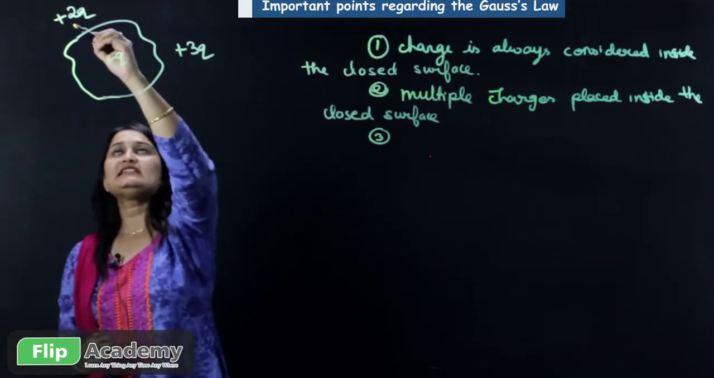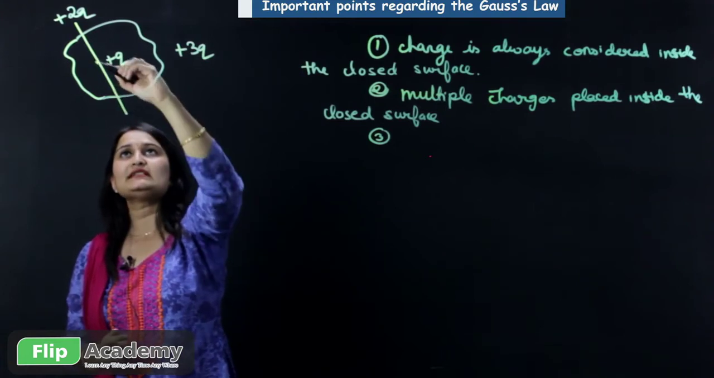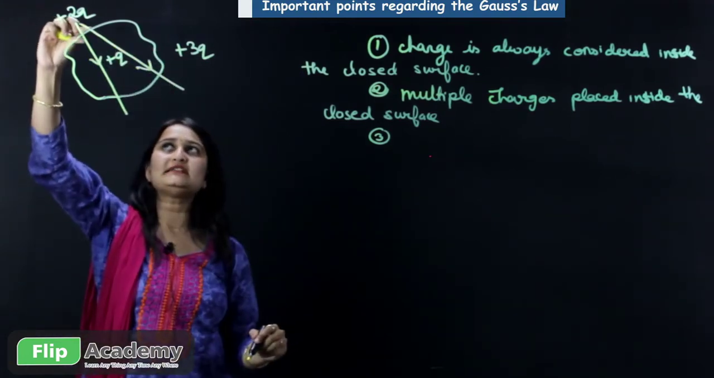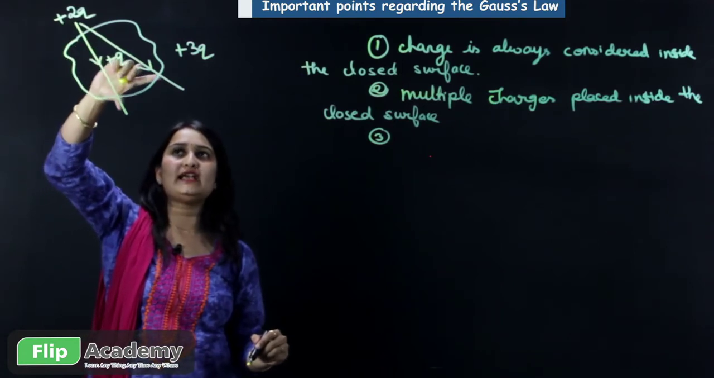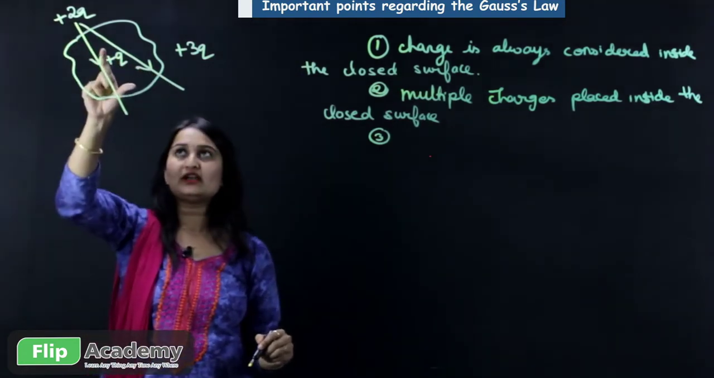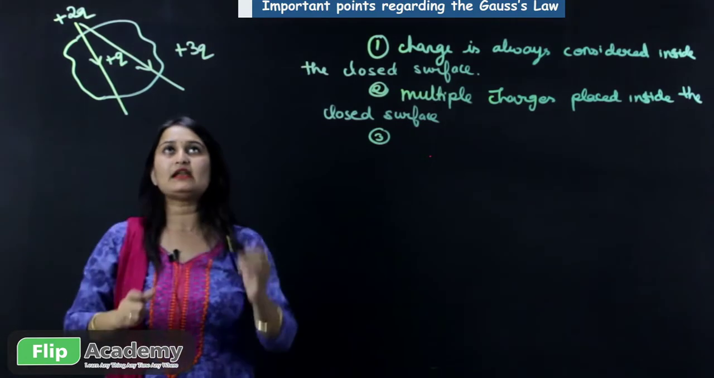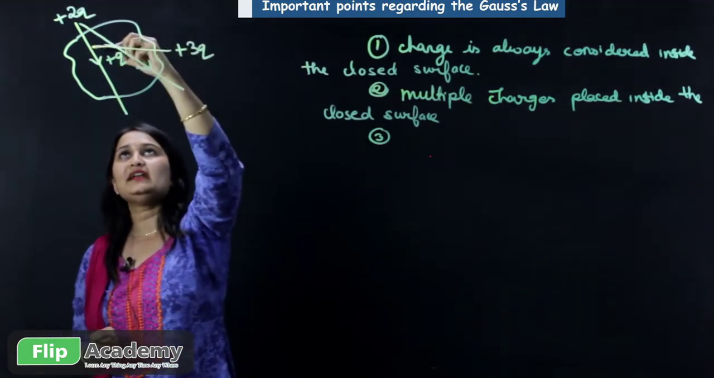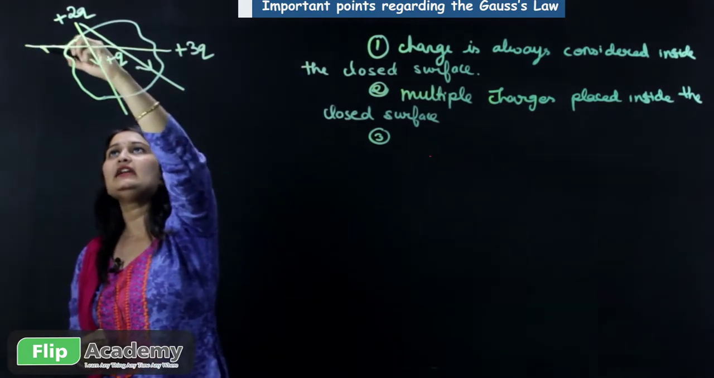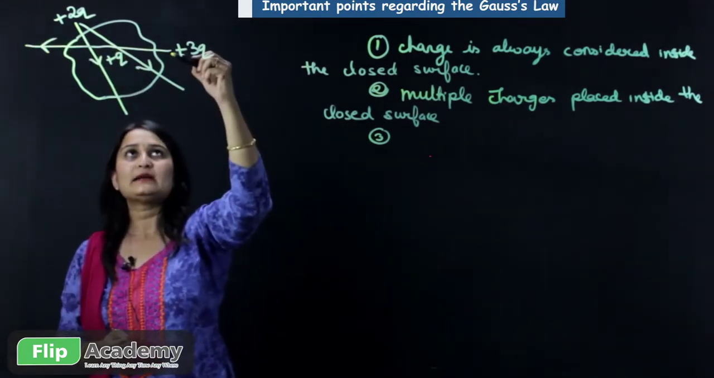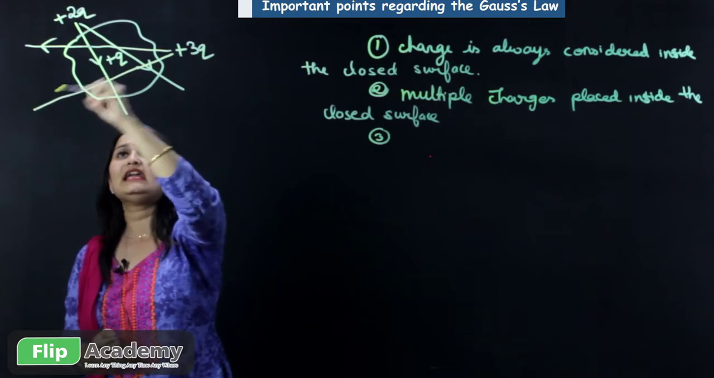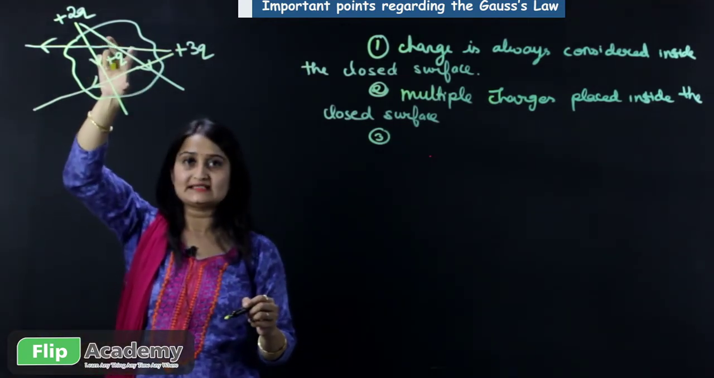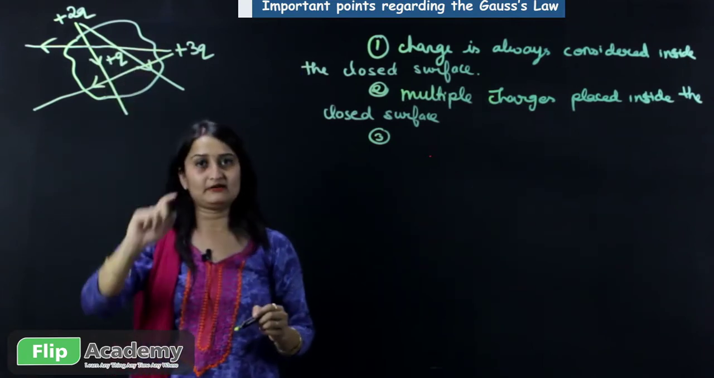Now you can see here this is plus 2Q. It produces the electric field and this electric field goes outward. As soon as it enters, it goes out and moves out. So there is no electric flux retained here. Similarly, plus 3Q produces the electric field outward, it enters inside and then again moves outward. No electric flux is retained inside this closed surface.